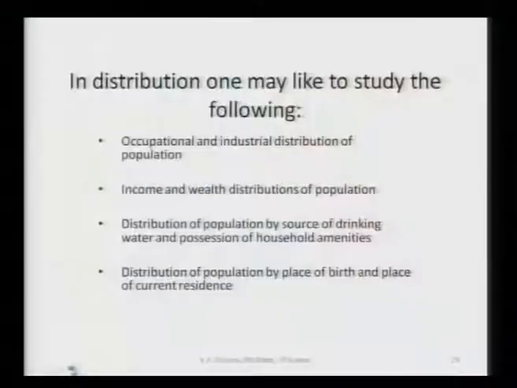In distribution, one may like to study the following. These are the major types of distributions. These are the variables according to which population distribution is most commonly studied. Occupational and industrial distribution of population. There is a difference between the terms occupation and industry.